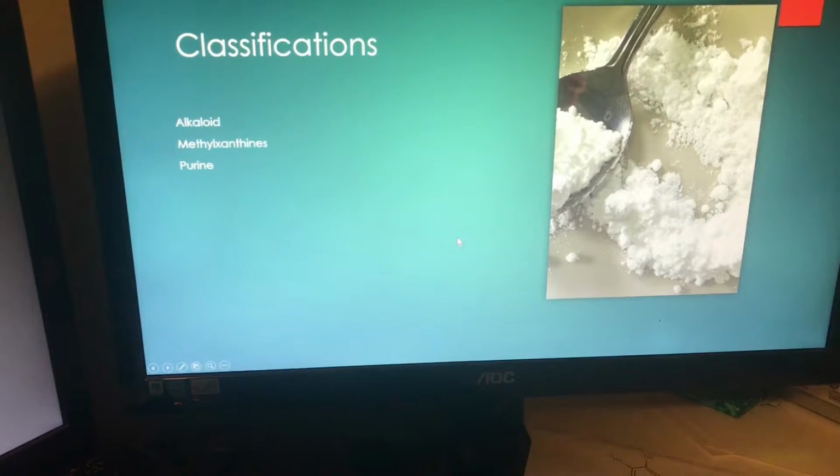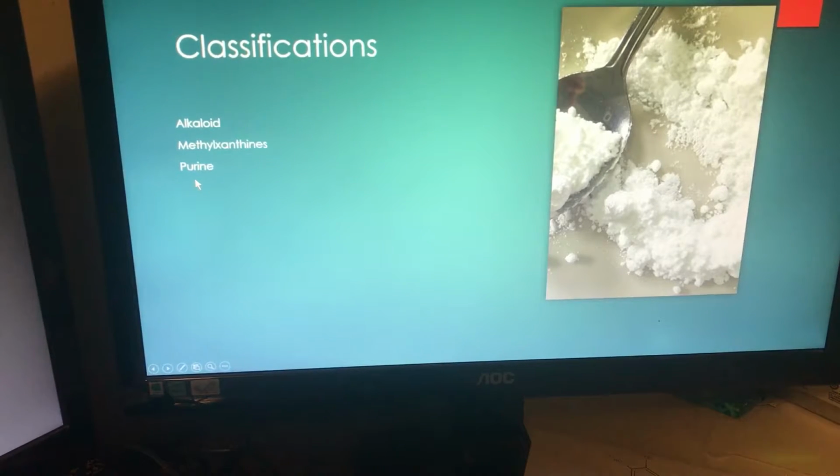Caffeine is classified in a few different ways, and these kind of go in descending order from the largest classification to the smallest. The largest classification is an alkaloid, and alkaloids tend to be pretty dramatic compounds. Morphine is also an alkaloid. Most chemicals ending in the name ine or ene are going to be alkaloids. And then the methylxanthines, and finally the purines.